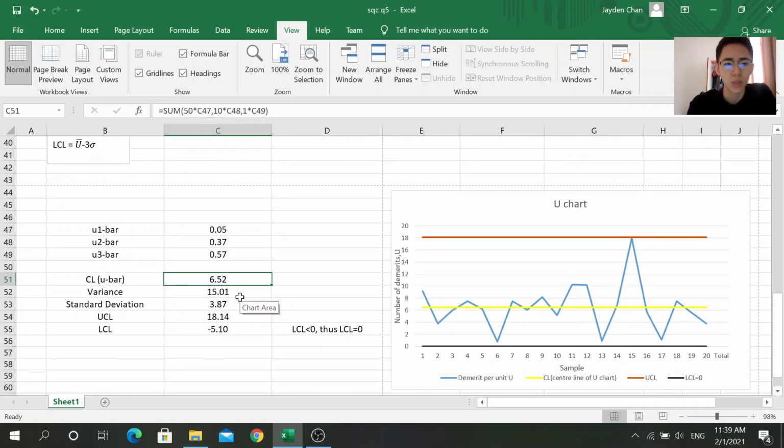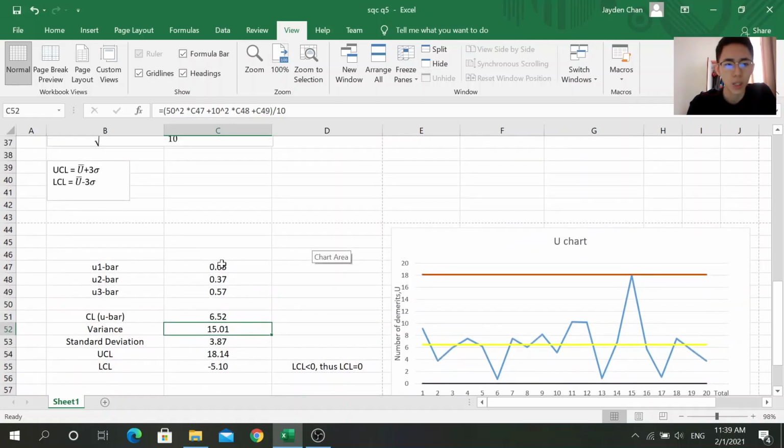So next, we find the variance. Just use 50 squared, the weight squared, times the C47, which is their U1 bar, then the U2 and U3, and divided by 10 at the end, and then we get their variance. Just put a big square root on it, and then we will get 3.87. And next, the UCL is so easy.